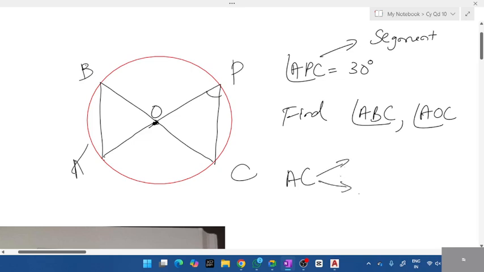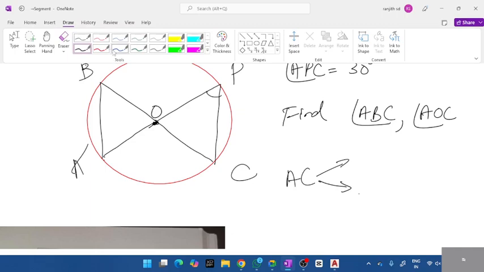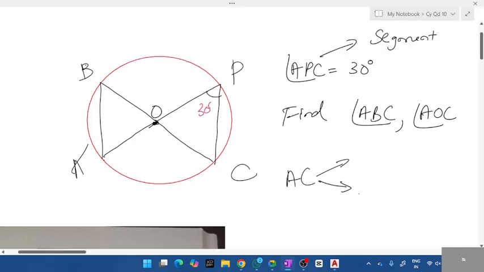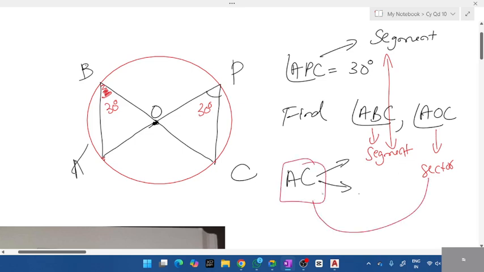Check if any other triangle is formed. What are the other triangles formed on arc AC? ABC. Is it a sector or segment? ABC. Segment. If both segments have the same arc, what will be their value? Both are equal. What is AOC? Very good. What is AOC? Sector. For both the sectors, AC is the arc, right?